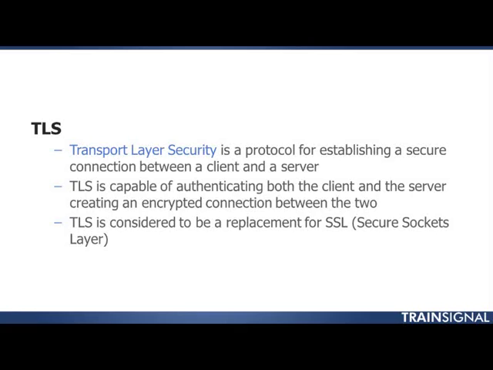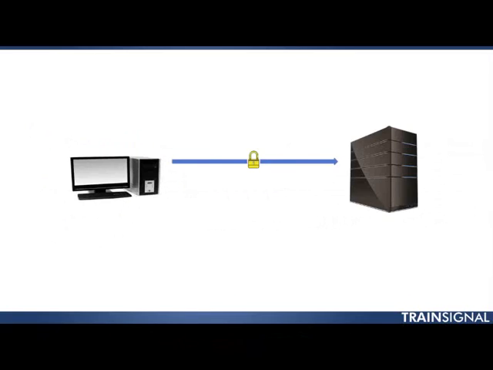And now the last protocol we're going to talk about in this lesson is TLS, which stands for Transport Layer Security. And this is a protocol which is used for establishing a secure connection between a client and a server. TLS is capable of authenticating both the client and the server. Okay, so again, I mentioned before where we talked about server authentication. Well, this is used for mutual authentication, meaning it can be used to authenticate the client to the server, and it also is used for authenticating the server back to the client, which means you get a solid encrypted connection between the two.